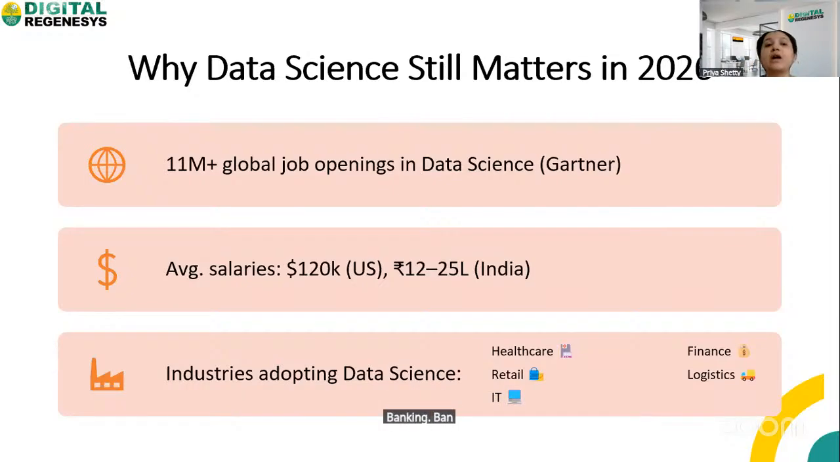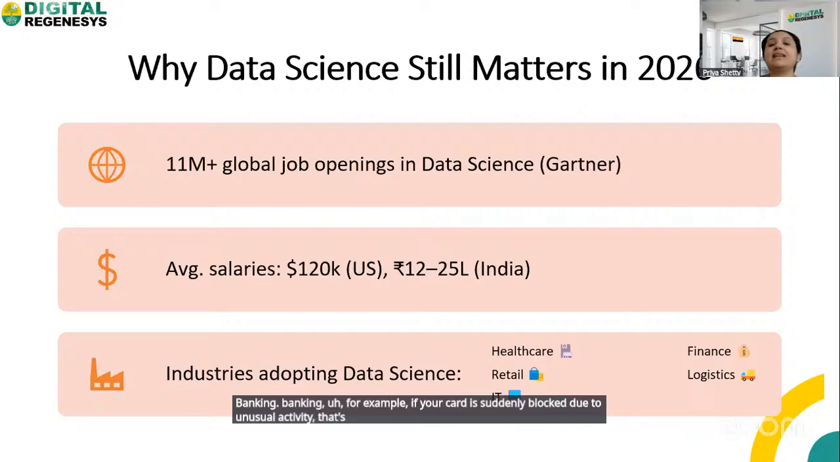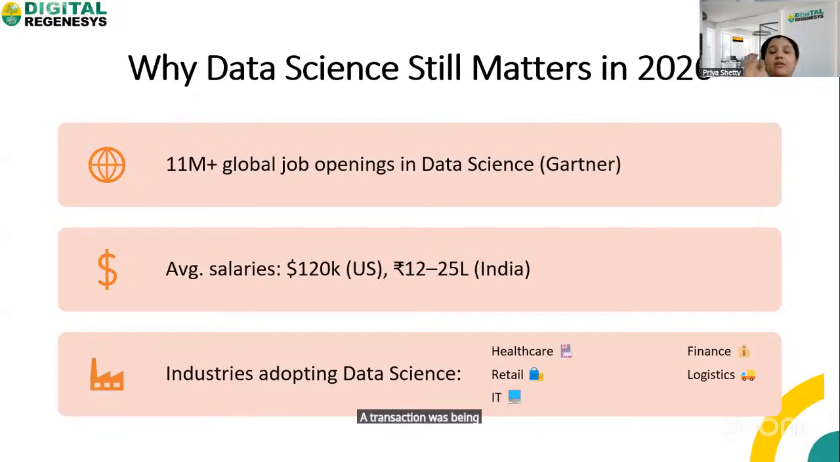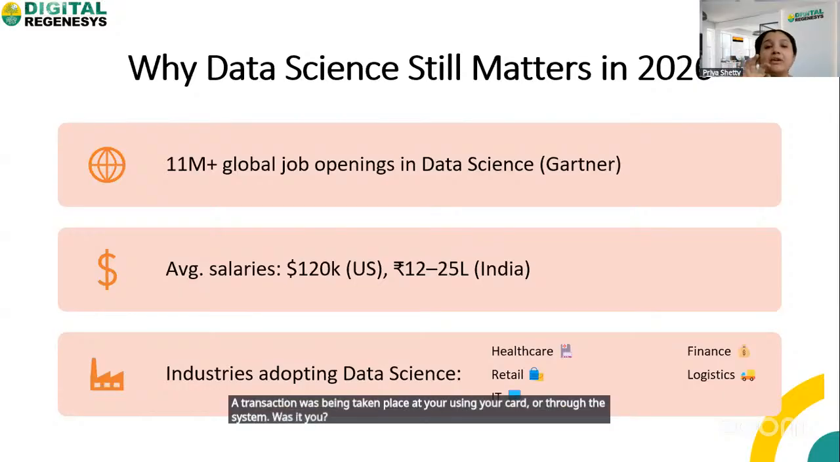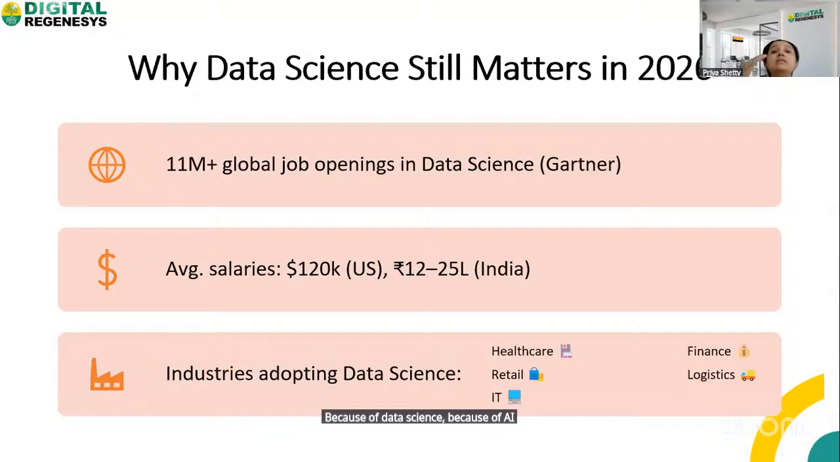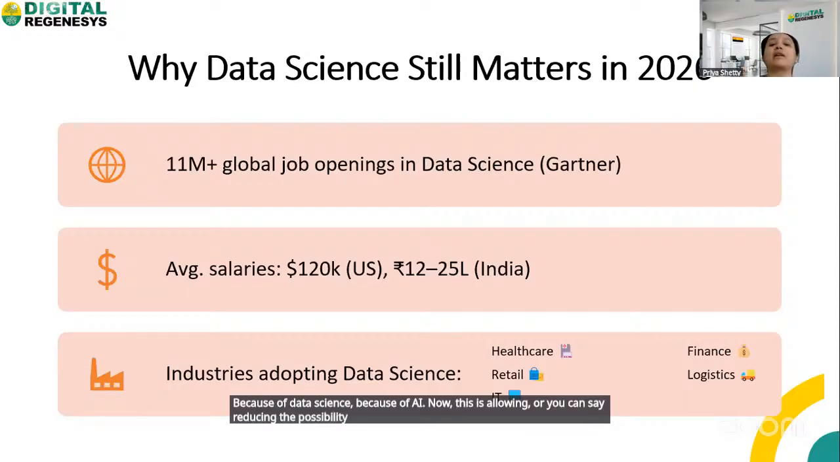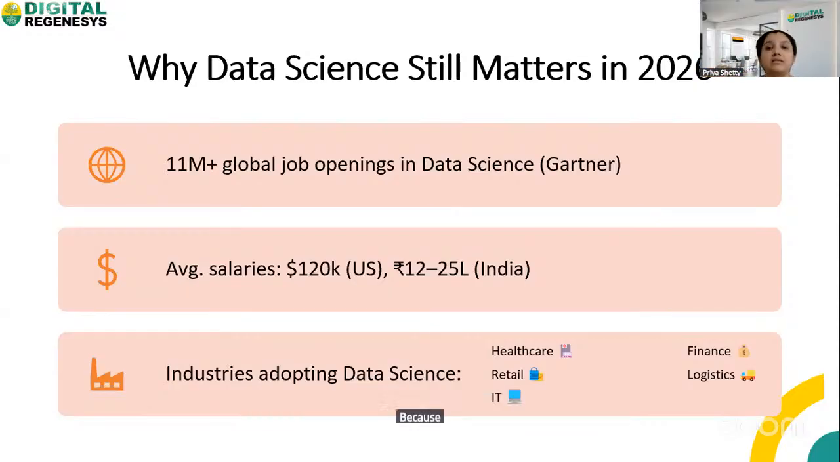Banking, for example. If your card is suddenly blocked due to unusual activity, that's where data science is detecting your fraud pattern. Or maybe you are alerted that a transaction is taking place using your card or through the system. Was it you? These kinds of intimations are provided to us by the banking alert system. How was this possible? Because of data science, because of AI. This is reducing the possibility of fraudulent transactions.